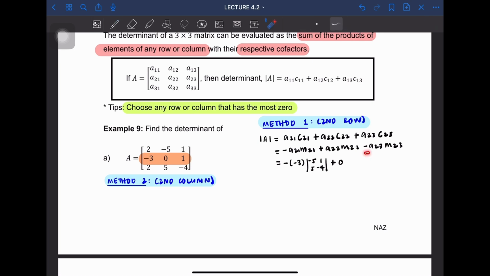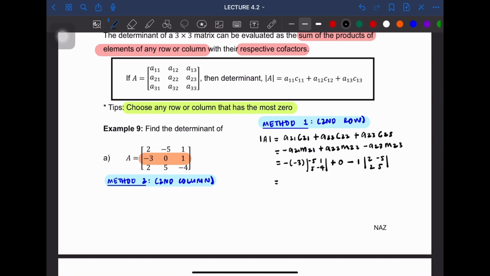So you just proceed with the rest, which is negative, and then A23. A23 is 1, so 1 multiplied with minor 23. So you have to delete the second row, third column. So we have 2, negative 5, 2, 5.